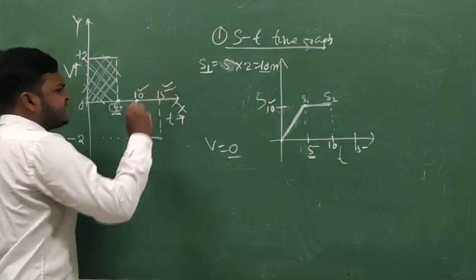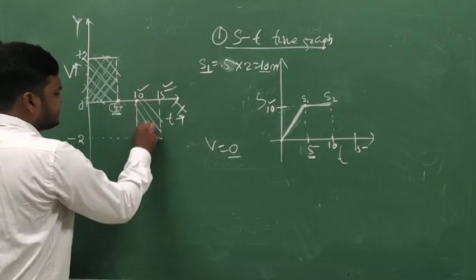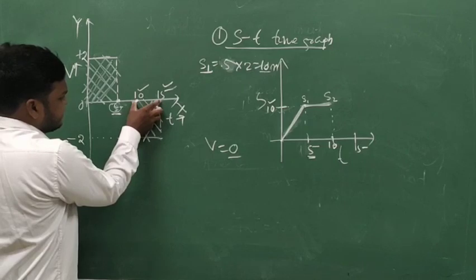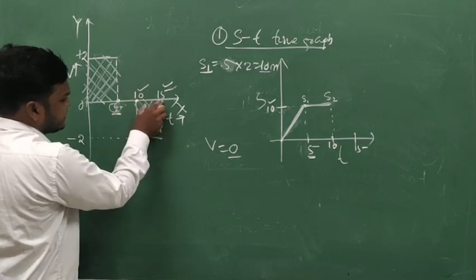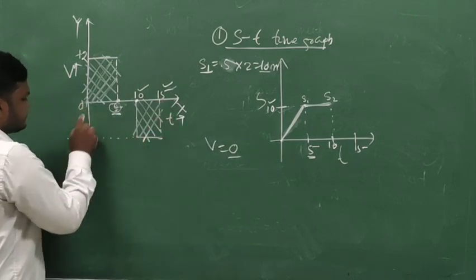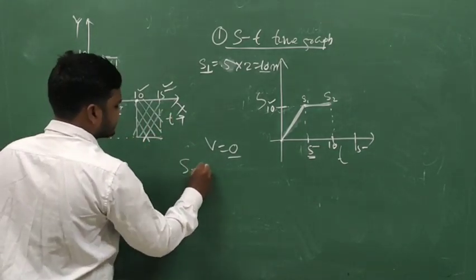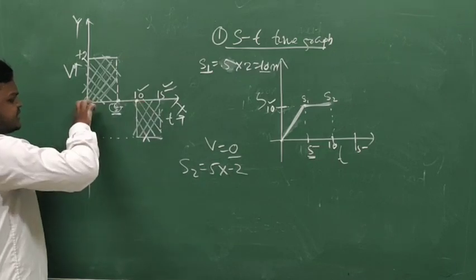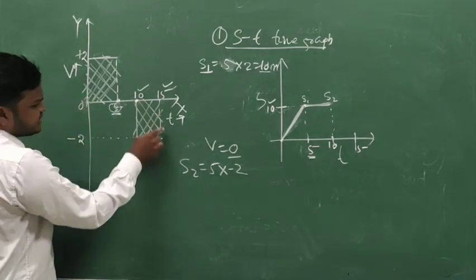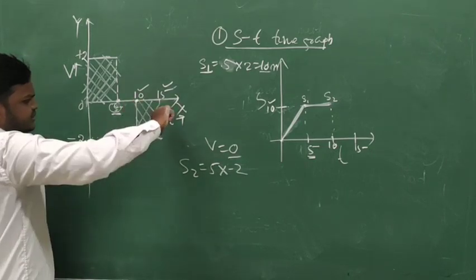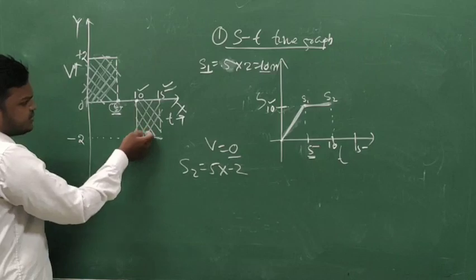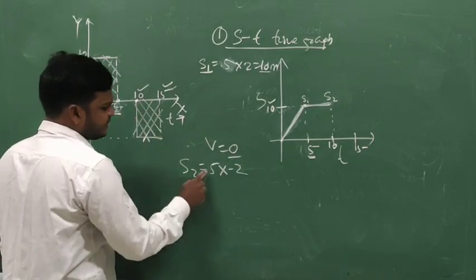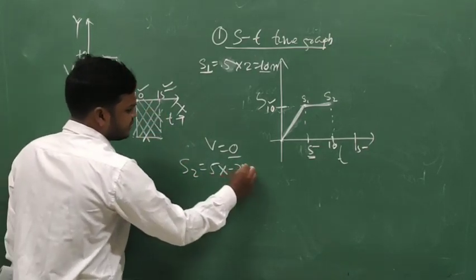Between 10 to 15 seconds, how much area is covered by this body? This breadth is 5 because 10 to 15 is 5, and the length is -2, so the final distance is 5 into -2, because this is parallel to this axis and this is -2, so this is also -2. So 5 into -2 gives the area of this VT graph. So in this case distance s2 is equal to the area of this graph. So area is equal to 5 into -2. This is -10.